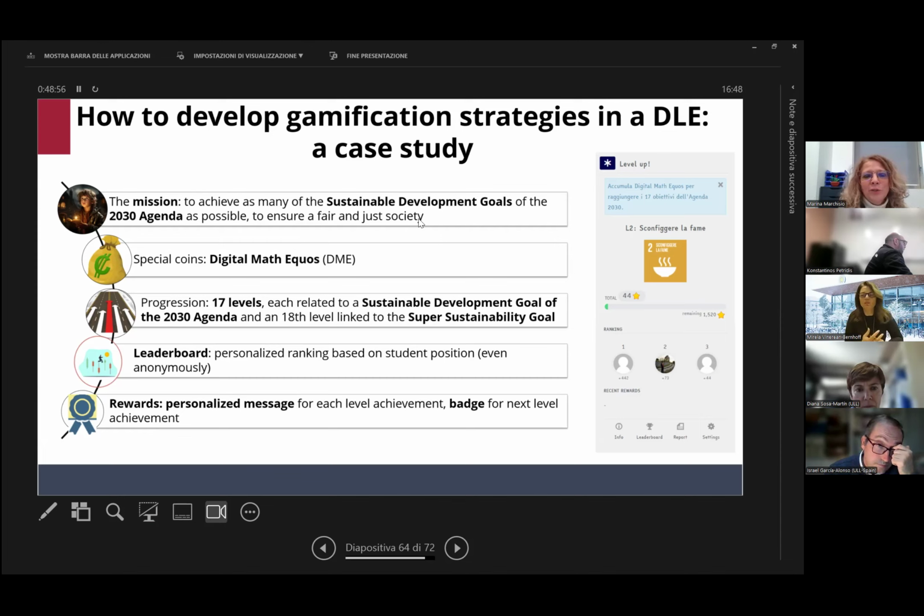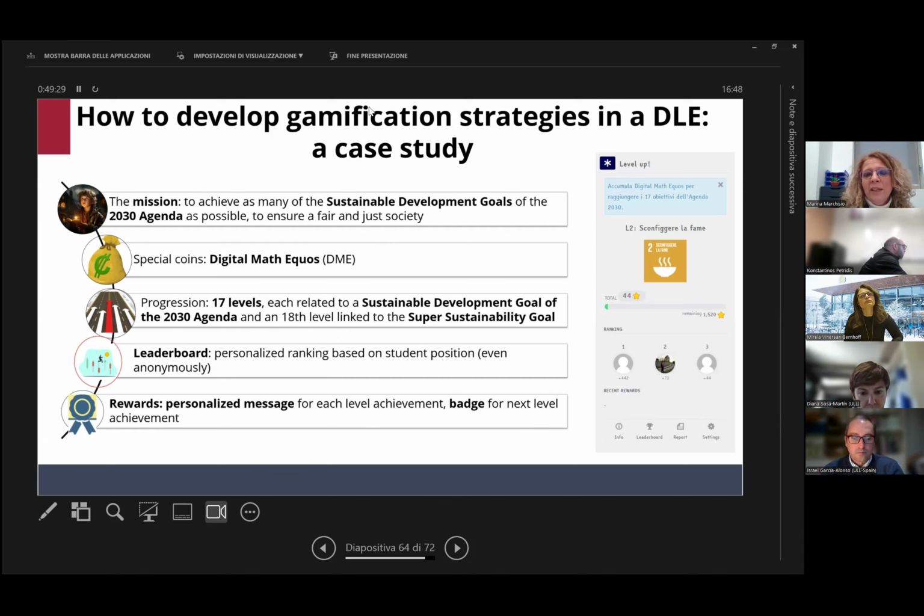And we introduce, for instance, digital math equals. We insert 17 levels in order to reach the goals of the Agenda 2030. And we use it to reward students with a personalized message for each level achievement, in order to give the badge for the next level achievement.